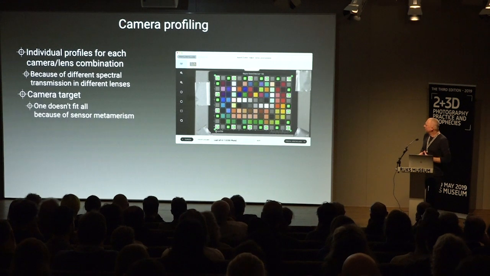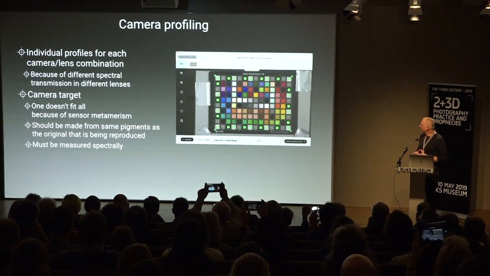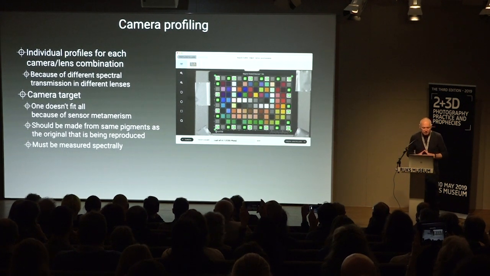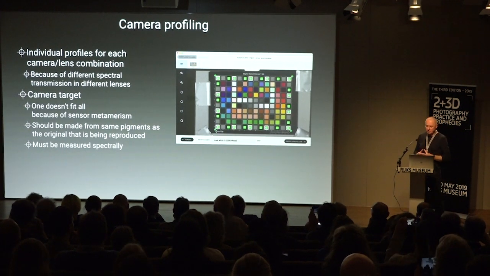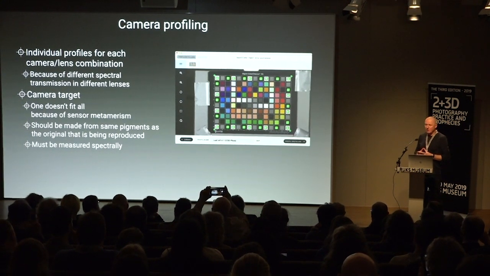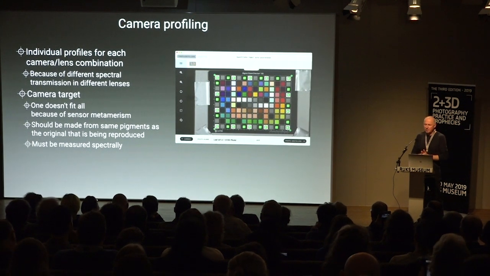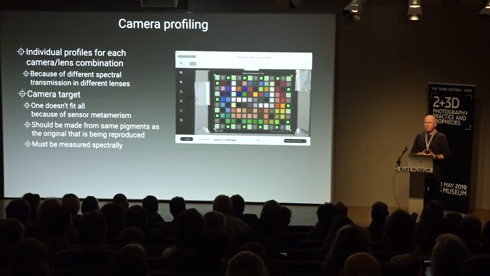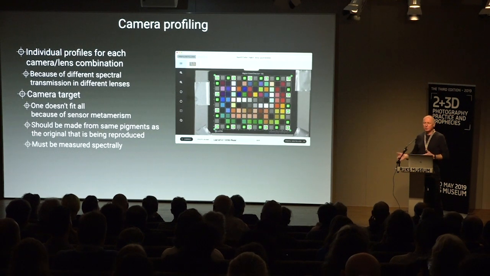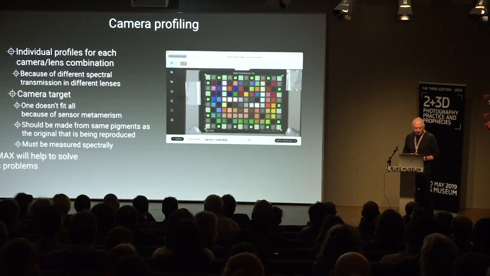And camera targets. We saw the ColorChecker SG, but one target doesn't fit all. You really need to have a target like the artist paint target that includes the pigments that you want to reproduce. So cobalt blue is the example here.